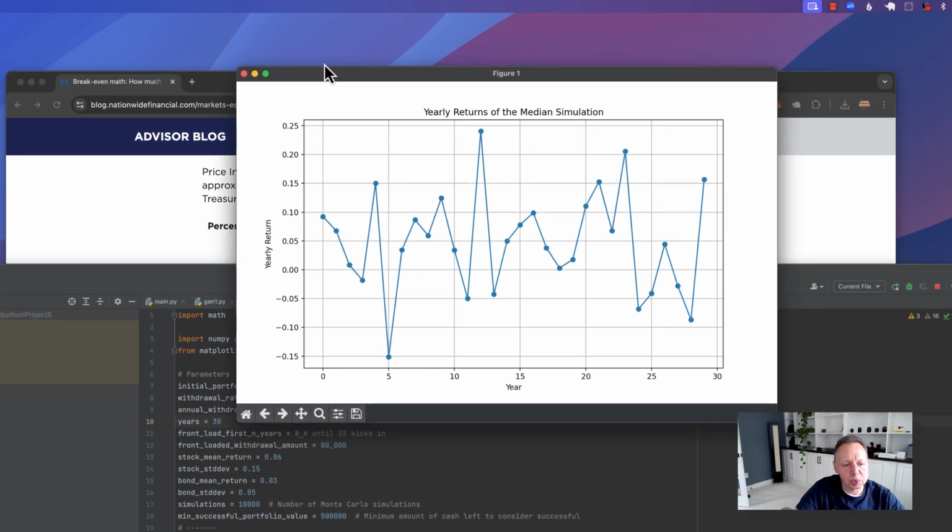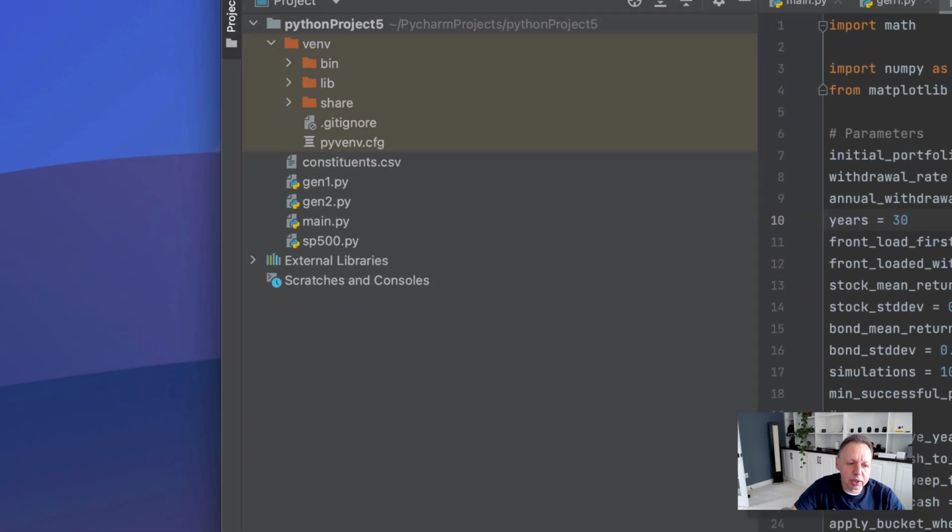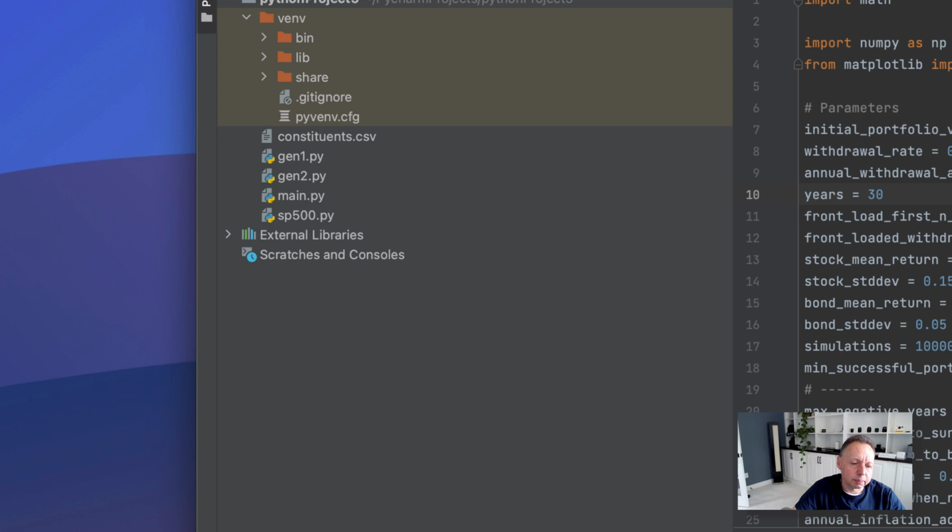And again, it looks like we have about a 66% chance when factoring in all 10,000 simulations, including the 30% of the worst possible simulations that we have not seen in history. But 66%, do I feel comfortable with that? Not entirely. Now let's take a look at applying the bucket strategy.